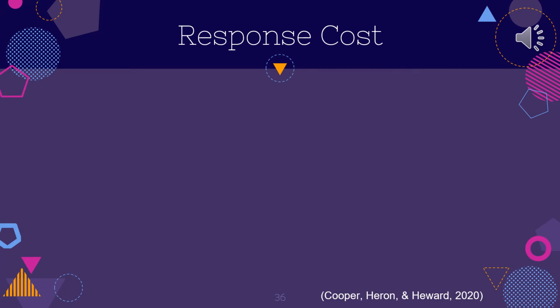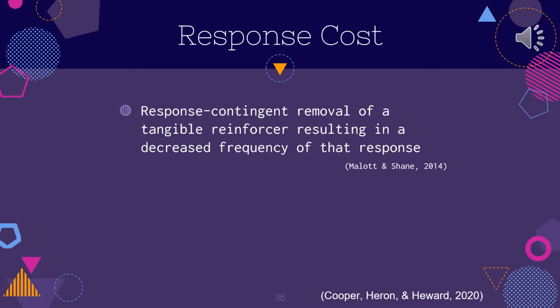One variation to the token economy is using a response cost version. Response cost is defined by Malott and Shane as the response contingent removal of a tangible reinforcer resulting in a decreased frequency of that response. This is a penalty contingency. With this version, clients would begin the day with a specified amount of tokens, and tokens would be removed contingent on the occurrence of target behaviors or inappropriate behaviors.